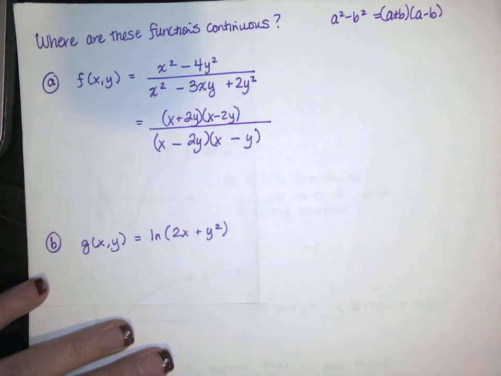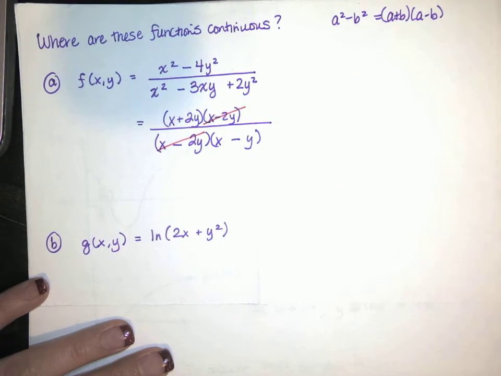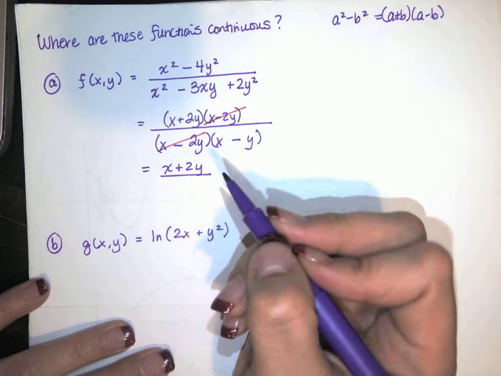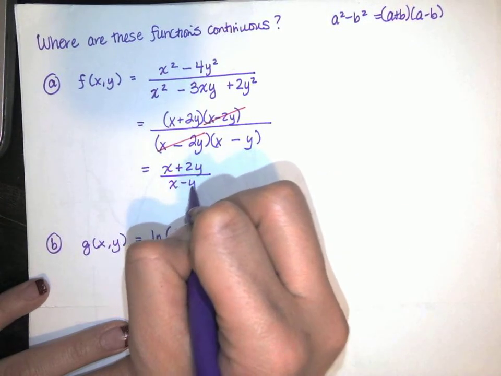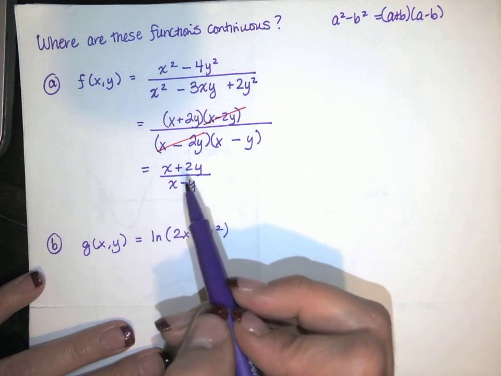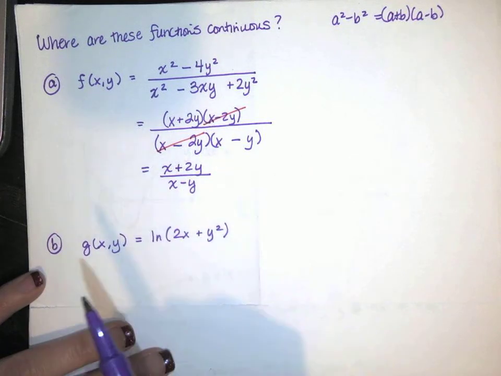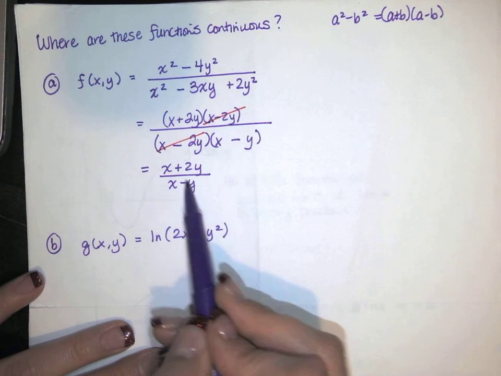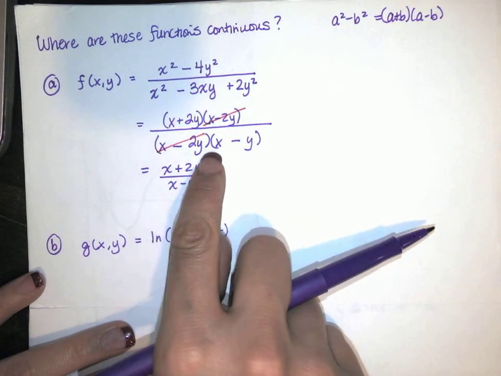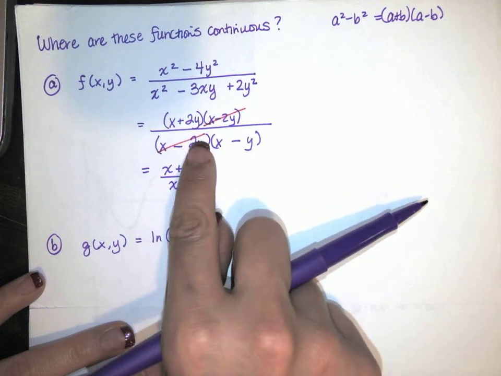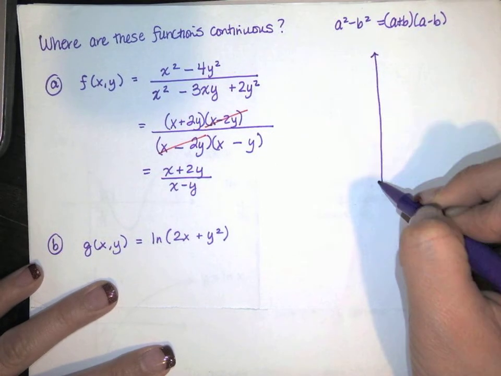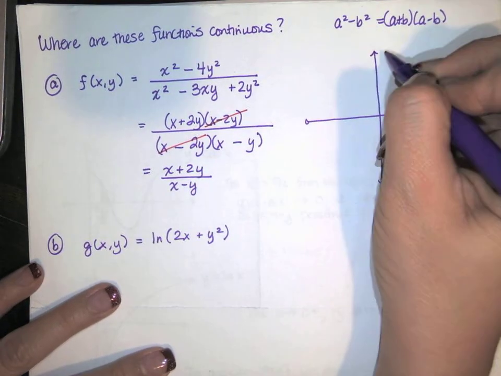And then here's our simplified version. F of xy turns out to be equal to x plus 2y over x minus y. Now, it's tempting. You might want to say that the domain of this function is all of the xy plane except for where this denominator is 0, except for where x minus y is 0. But remember, x minus 2y can't be 0 either, because if x minus 2y is 0, we've got 0 over 0 here. So our domain is going to be a subset of the xy plane.